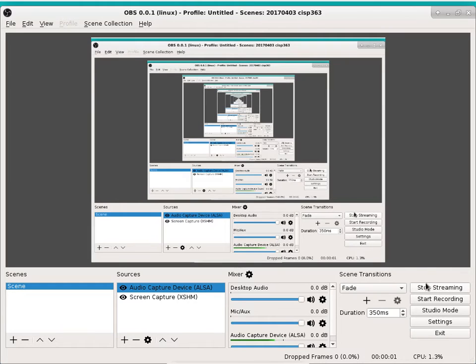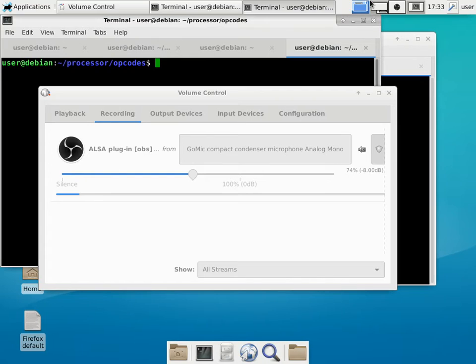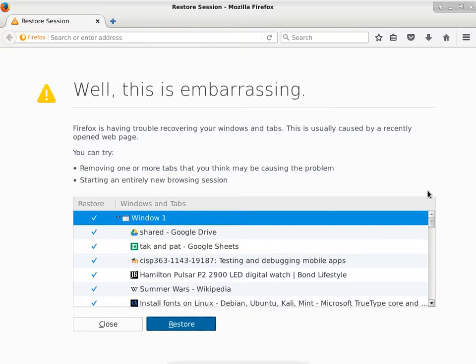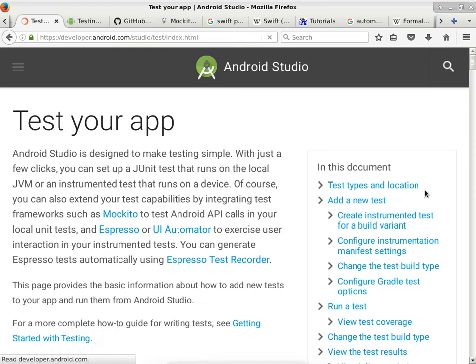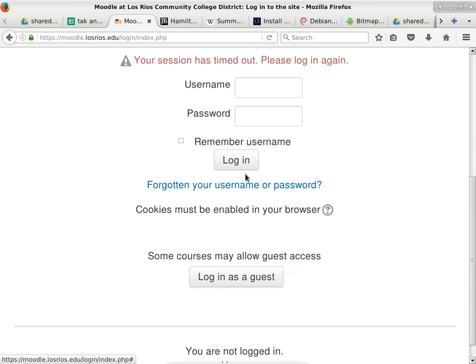Continuing. There we go. And did I start a browser? Nope. So the browser is here. And let's get back to the slide that we were on.